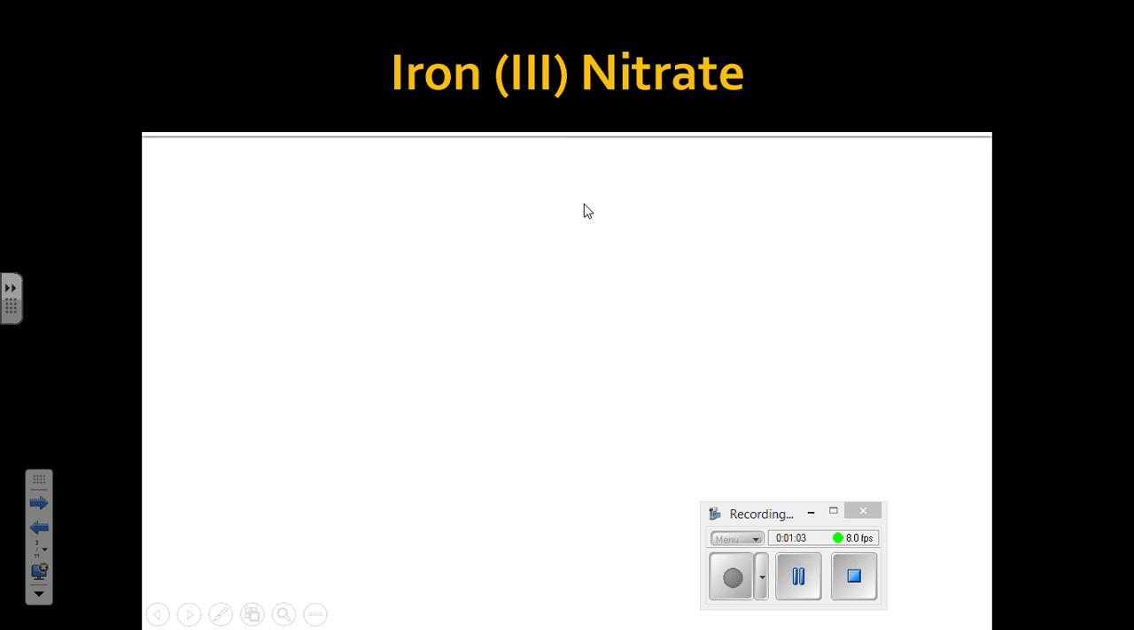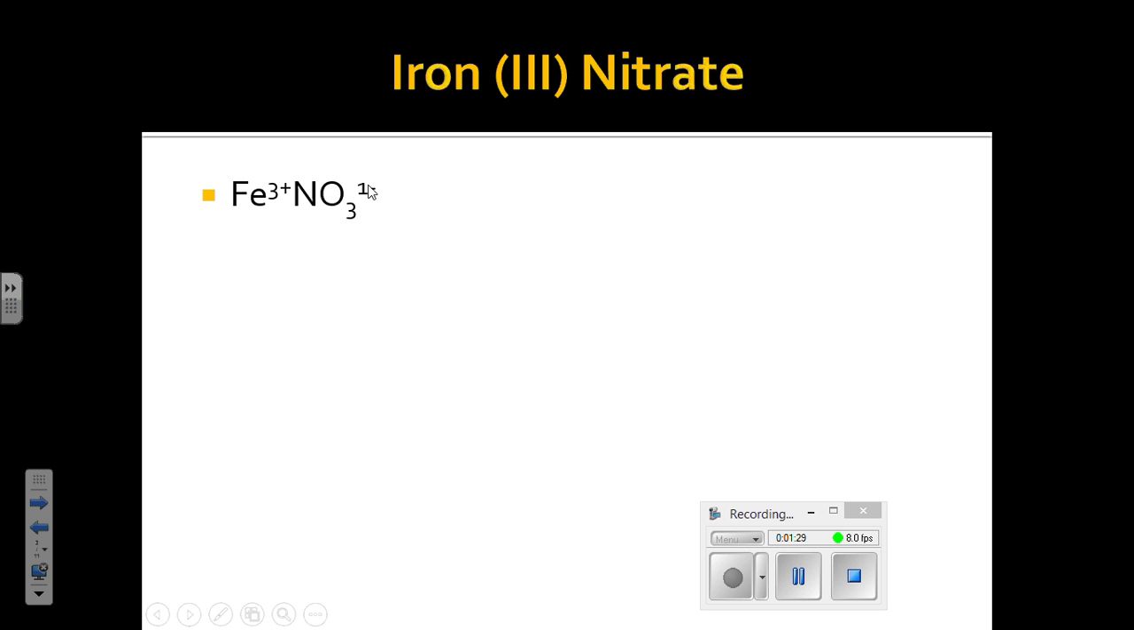All right, next we have iron 3 nitrate. So we're going to write the formula for that. For this, we're going to take iron, which is Fe, and the 3 tells us the charge of it. Iron with a +3 charge, and then nitrate. If it ends in "ate," remember to look it up on the chart. It's a polyatomic ion. It's NO3 with a -1.